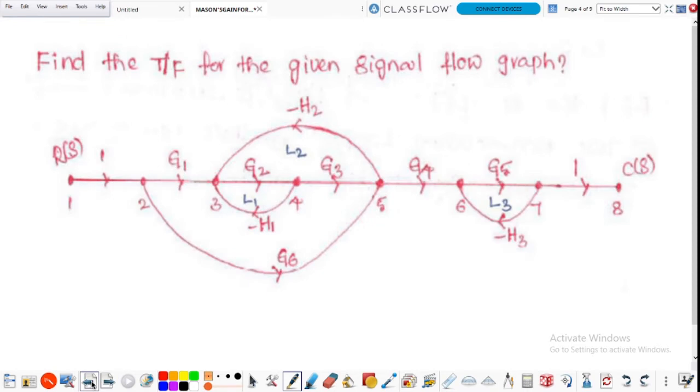So observe from the figure, 3 to 4, 4 to 3, that is one loop, and 6 to 7, 7 to 6 is another loop. So these two loops are non-touching. That is the first combination of two non-touching loops. And 3 to 5, 5 to 3 is one loop, and 6 to 7, 7 to 6 is another loop. This loop and this loop are also non-touching. So that is the second combination of two non-touching loops.